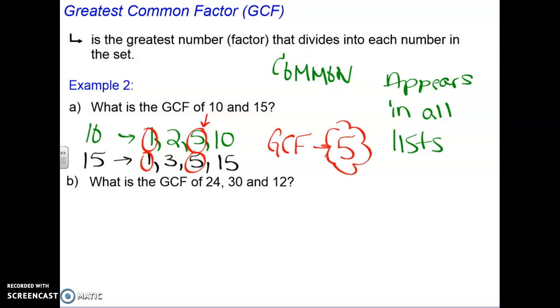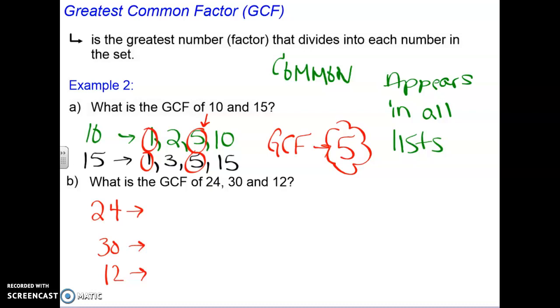Part B, we're going to do the same thing, but now we have 3 numbers in that list. So we're going to do an organized list for 24, 30, and 12. And then once we have all of our factors listed, then we'll go back, circle the ones that they have in common, and find once again the largest that appears in both.